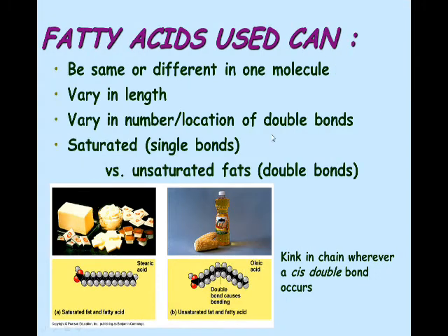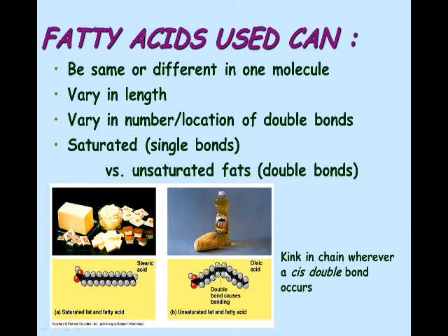The fatty acids that we put on our fat can be the same. All 3 of the fatty acids joined onto that glycerol can be the same. They can be different, different lengths, different numbers of carbons, different locations of double bonds. They can be saturated. All the hydrogen carbons are completely full with hydrogens. We call that a saturated fat. Or it can be an unsaturated fat.